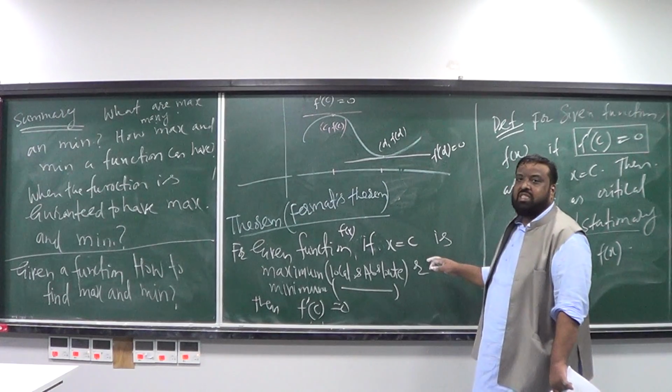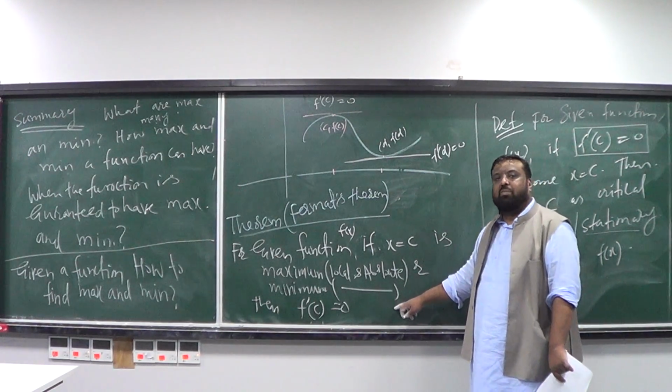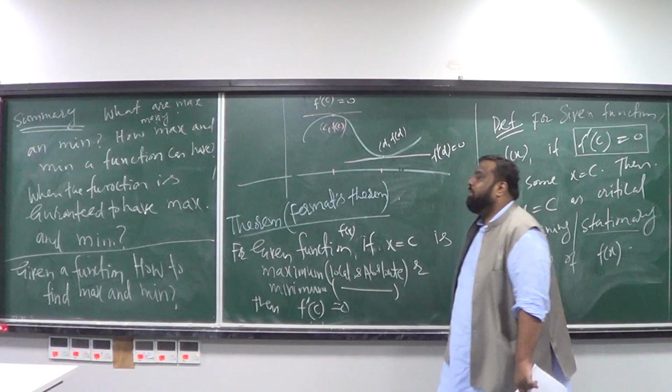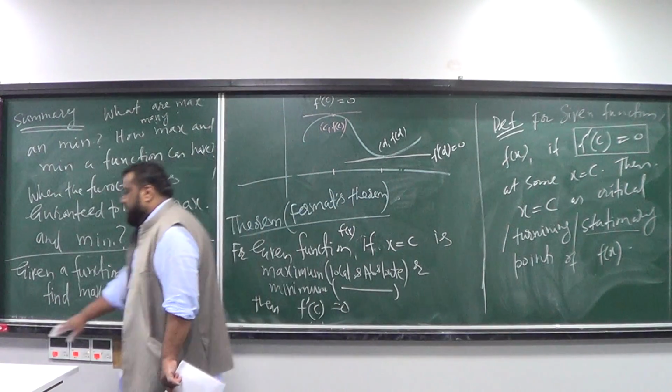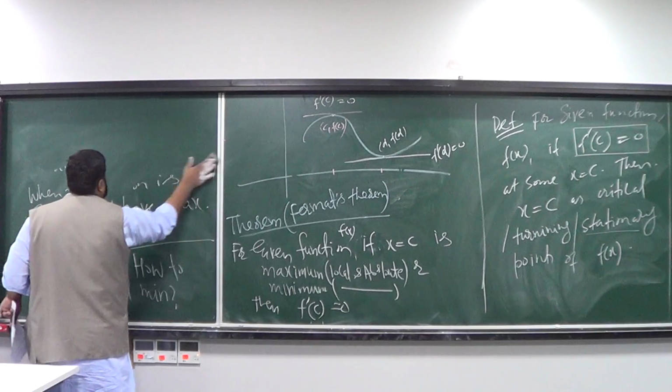If your function has a maximum or minimum, that point should be a critical point. The maximum and minimum should be critical points. But if there is a critical point, it is not necessary that it should be a maximum. So here are two examples, two very interesting examples actually.